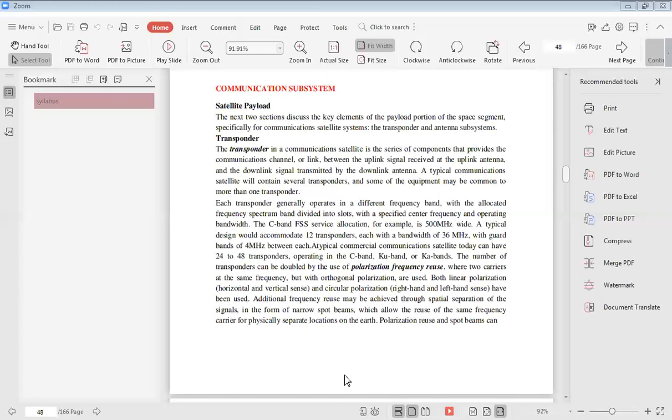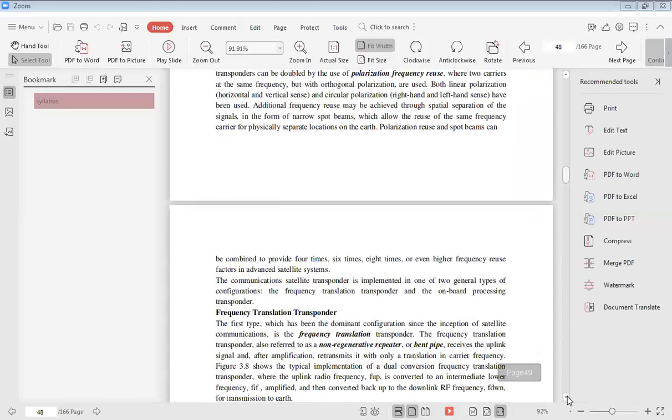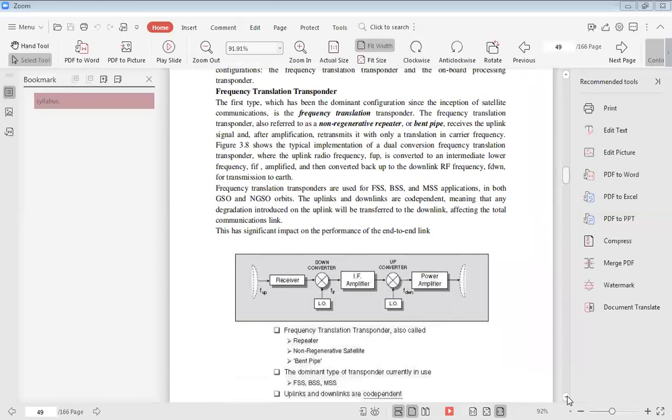Transponder in a communication satellite is a series of components that provides the communication channel or link between the uplink signal received by the uplink antenna and the downlink signal transmitted by the downlink antenna. The main function of the satellite transponder is frequency translation.